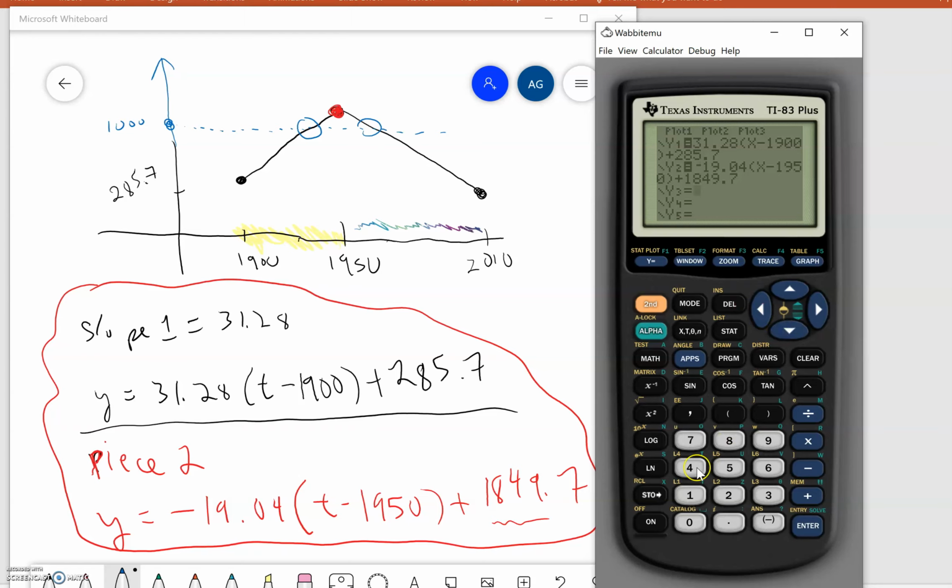So I'm gonna stick 1,000 in for y3, and let's give it a graph and see. There we go. That's actually pretty good. So I can actually see all my intersections now. From here, we just need to do calc intersect. So let's go second, trace, number 5, or intersect.